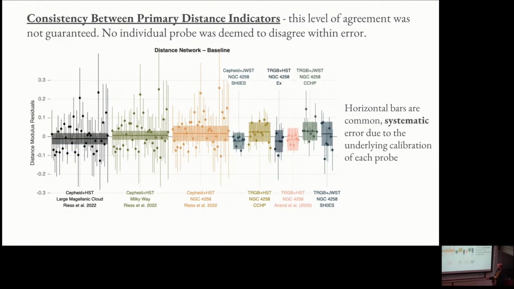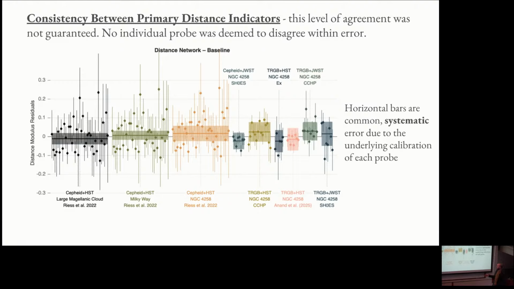You can see the individual galaxies, and you can also see these horizontal error bars are the systematic uncertainties, number one, reported by the individual groups in the measurement of, for example, Cepheids, and the systematic uncertainty, we'll call it, from the fact that you have to calibrate the Cepheids to some anchor, and that may not be the same calibration uncertainty that you get from, if you're using HST versus JWST. That will change depending on what instruments you use, what probes you're using.